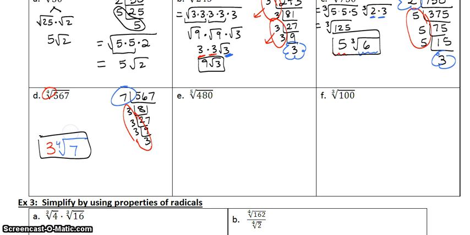And again, if you want to see it longhand, what's happening is that I have the 4th root of 81, because 3 times 3 times 3 times 3 is 81, times the 4th root of 7, and we're just finding the 4th root of 81 there. Go ahead and pause and try E and F.